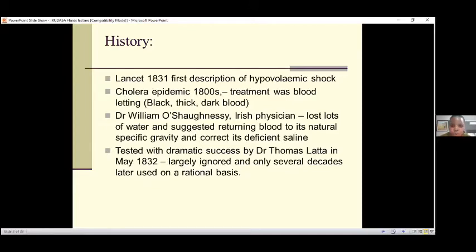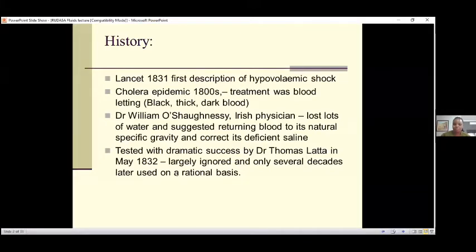So he decided to go and suggested that instead of retaining the blood, they can retain the water with the natural specific gravity and then correct the deficiency in the alkaline. Further on, he worked with Dr. Thomas Latta in May 1832. Their study was largely ignored, and only several decades later, 55 years to be precise, was it taken onto a rational basis. So today we are administering fluids because of the work of these two men.